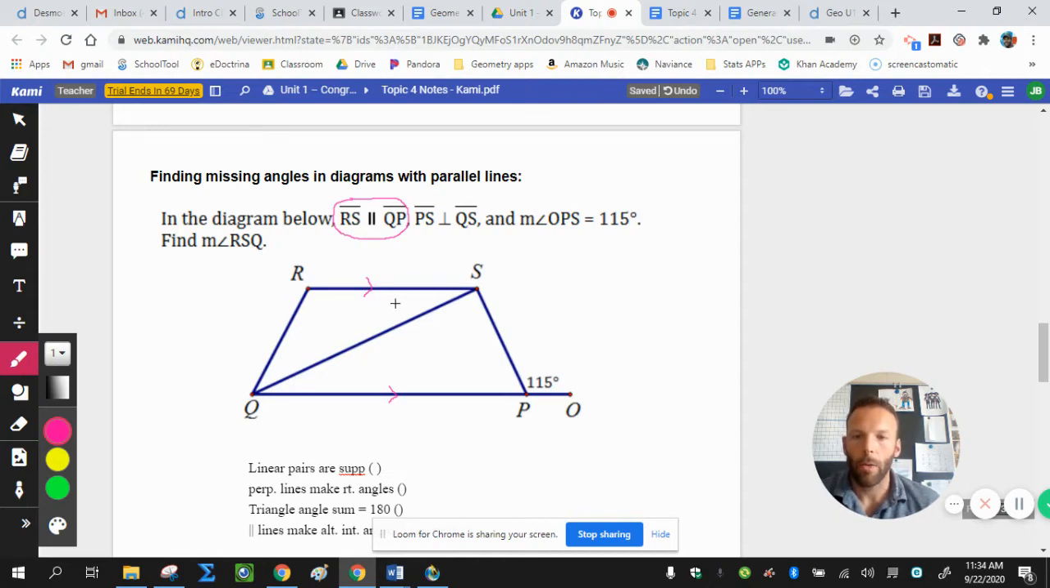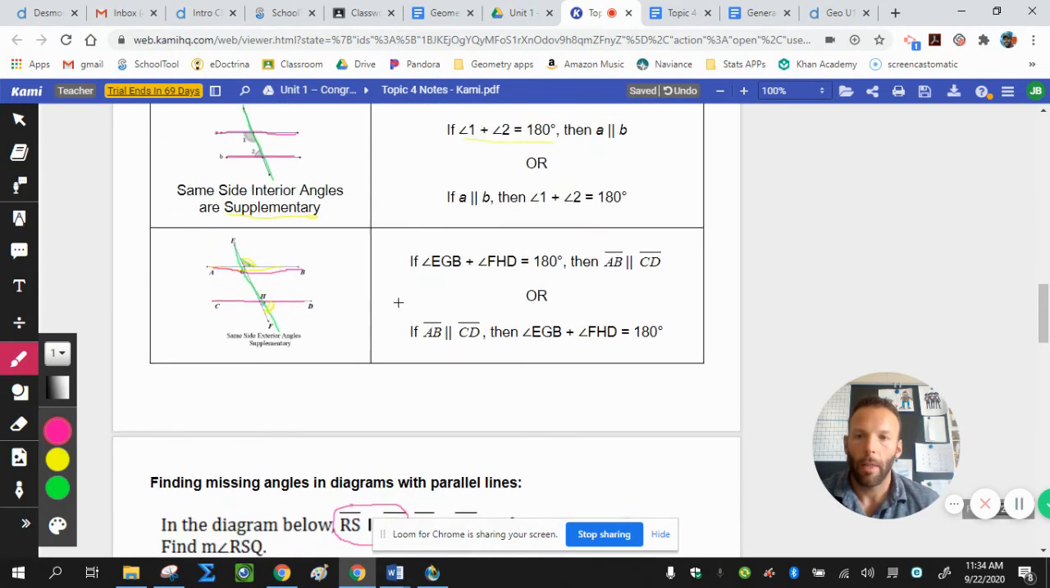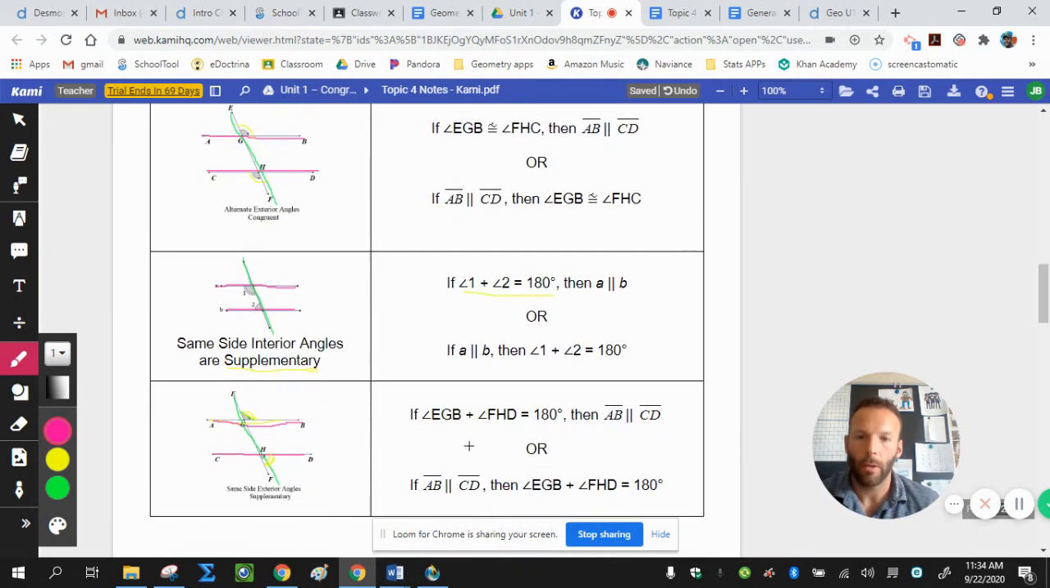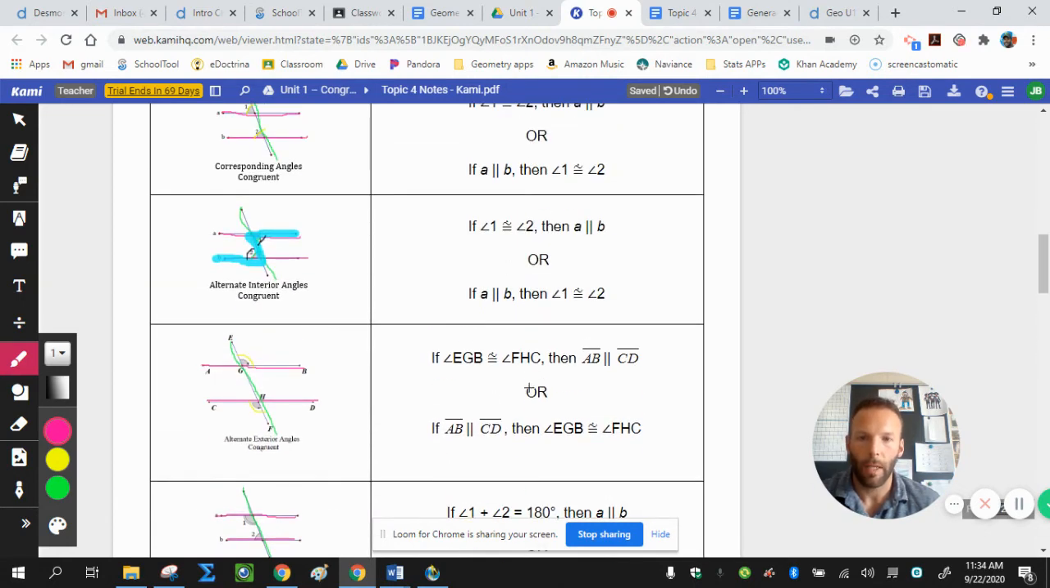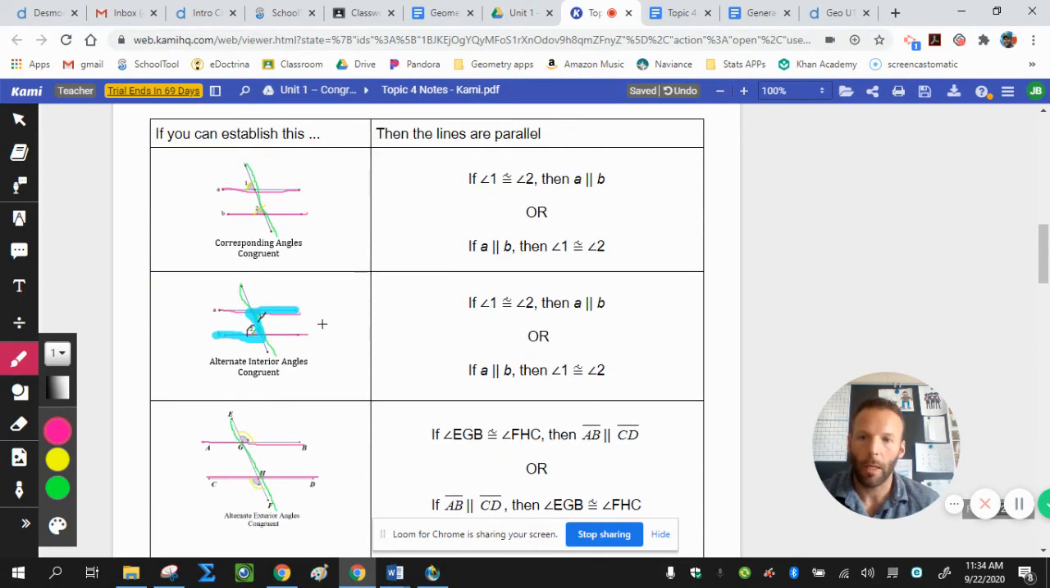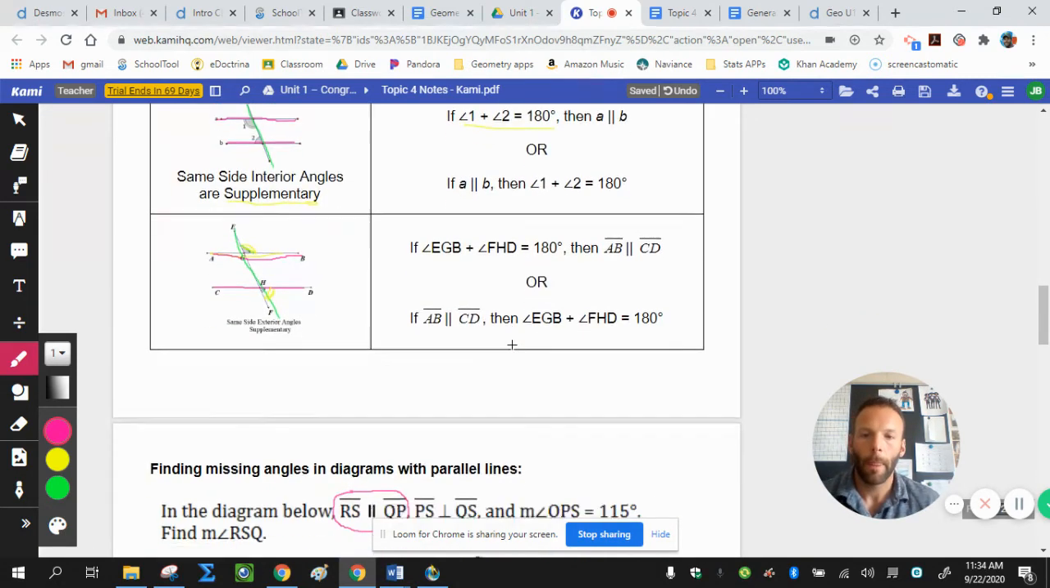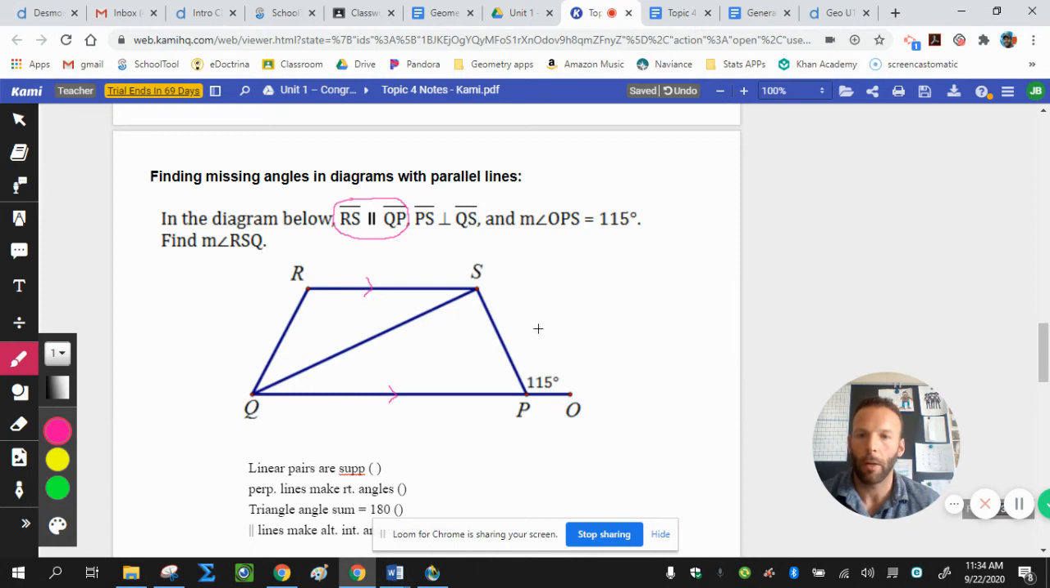Okay, so now if the segments are parallel, then all 5 of these things are true. If segments are parallel, then same side exterior and interior angles are supplementary. If segments are parallel, then corresponding, alternate interior, and alternate exterior angles are all congruent angles. Okay, so I can use that fact to help me out here. So there's one piece of information. I have 2 lines that are parallel. This segment is parallel to this segment.